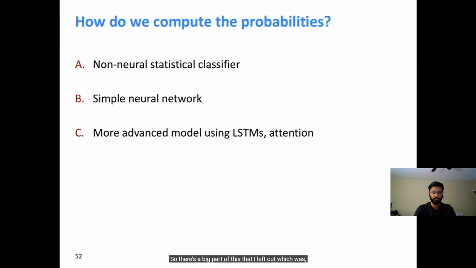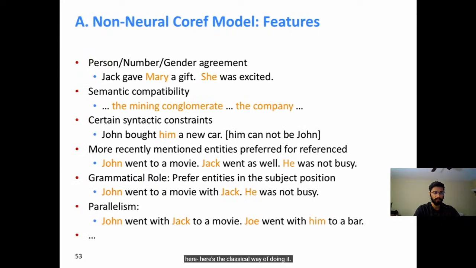So there's a big part of this that I left out. I've just said we had this probability of MI and MJ as to whether they are co-referent, but I've said nothing about how you can determine whether they're co-referent or not. So briefly, here's the classical way of doing it. The classical way was that you had a whole bunch of features and a feature-based statistical classifier which gave a score. And these are the kind of features you could use.